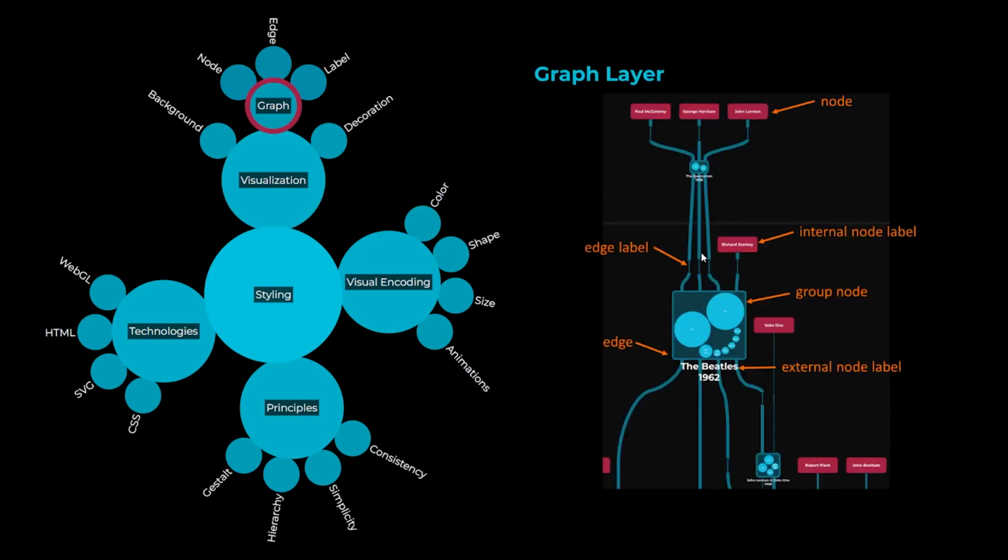And the graph layer consists of the typical elements. So there's the node, of course, and the edge, but we also have a group node. And then we have some external node label that is placed here for this group node, but we also have internal node labels, and we also have these edge labels, which are really small. So these should be only some hints for people following the path. These are the main elements of the graph layer, and the question is, how can we style them?